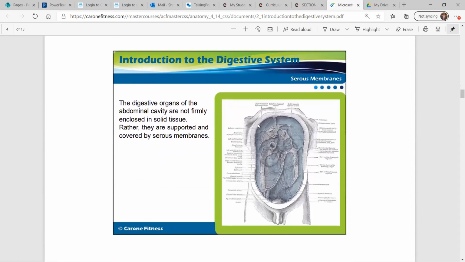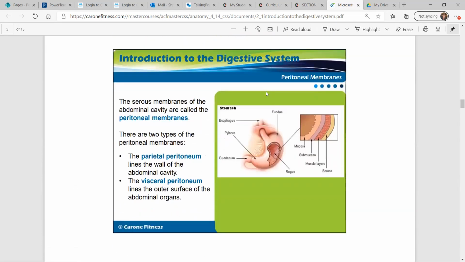The digestive organs of the abdominal cavity are not firmly enclosed in solid tissue. They're supported and covered by serous membranes. Serous. Now, the serous membranes of the abdominal cavity are called peritoneal membranes. Now, there are two types of these. They're parietal peritoneum, which lines the wall of the abdominal cavity, while the visceral peritoneum lines the outer surface of the abdominal organs.